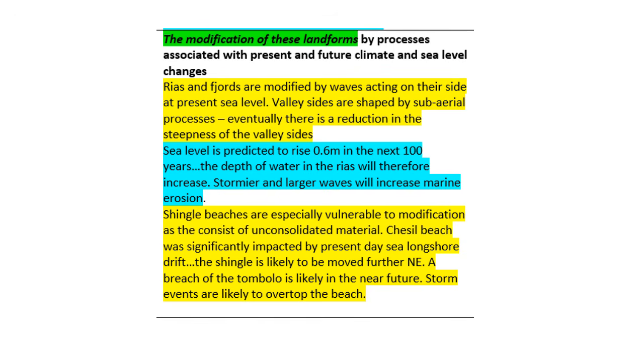And it's also important to talk about these rias and fjords being modified. They were formed by rising sea levels, but they continue to be shaped by subaerial weathering processes. Sea levels are predicted to rise 0.6 metres in the next 100 years, so the level of water will rise in the rias and fjords. More storms and larger waves will increase the erosion. And shingle beaches are especially vulnerable to modification because they're made up of unconsolidated material. So Chesil Beach could be massively impacted by rising sea levels and longshore drift.